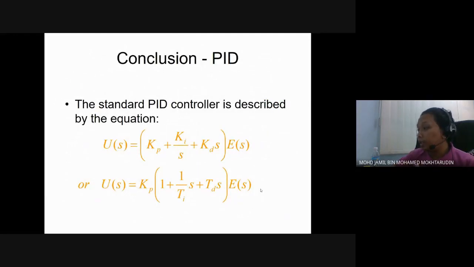Okay, so the important thing about PID is this equation. You must remember that for PID you have Kp plus Ki over S, representing the integral, plus Kd times S. Sometimes you can define this in terms of different parameters. If you factor Kp out, then the equation becomes Kp times (1 plus 1 over Ti times S plus Td times S). But the most common one is the first equation here.